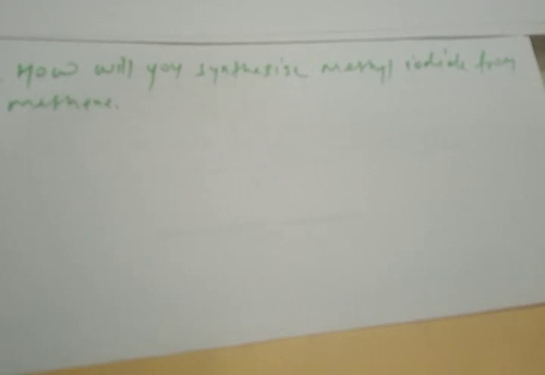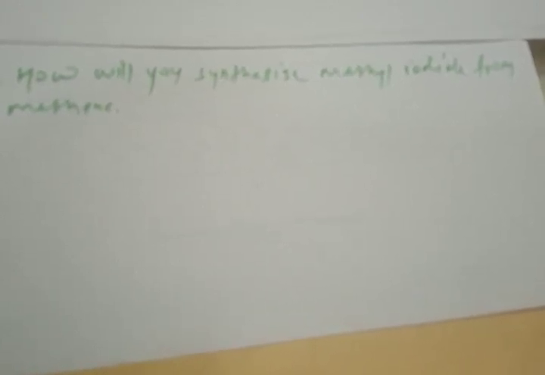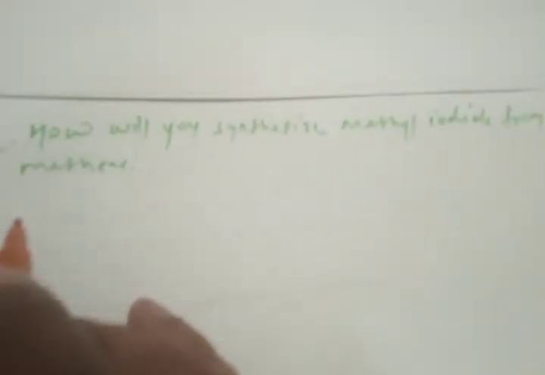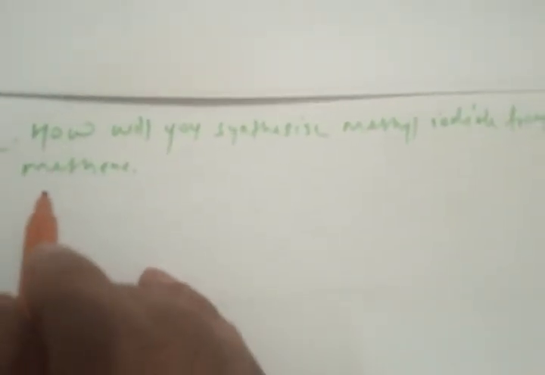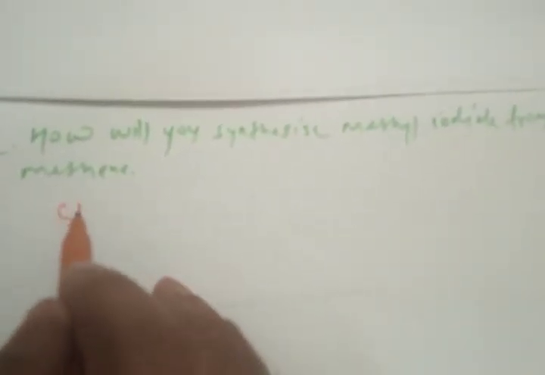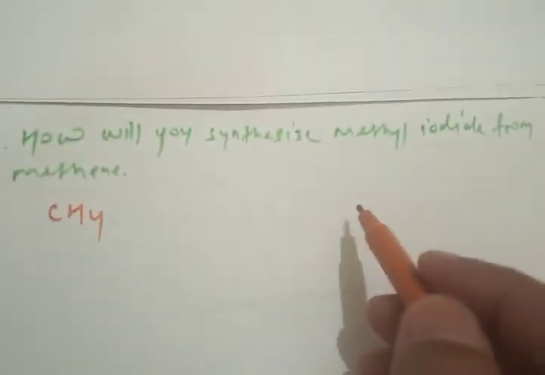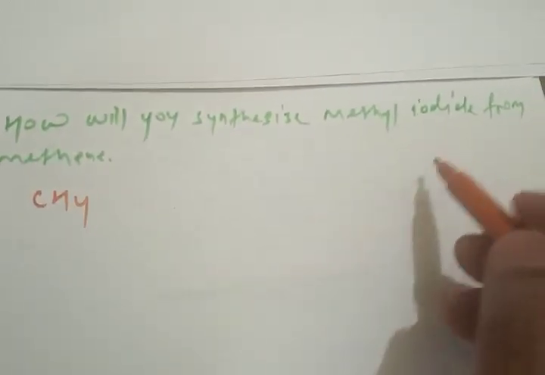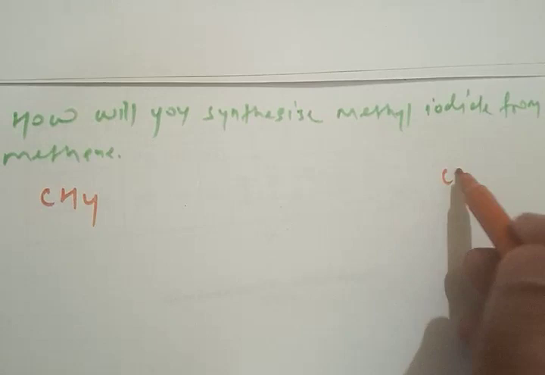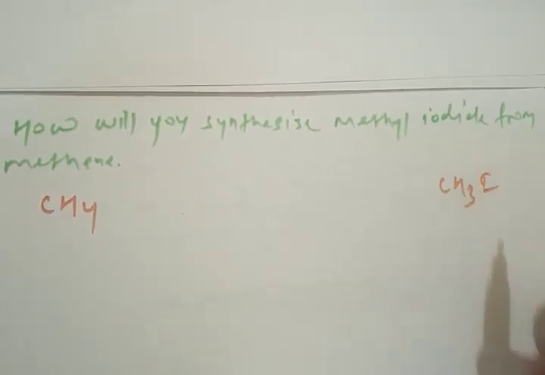Okay, so this was the question of the first lecture: how will you synthesize methyl iodide from methane? So let's start the discussion. We have CH4, methane, and we need to synthesize CH3I. CH3I is the target.